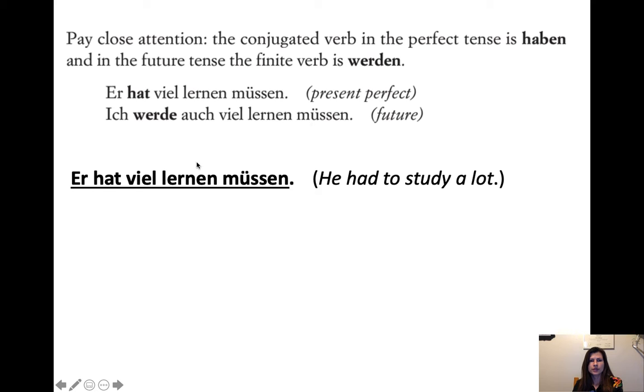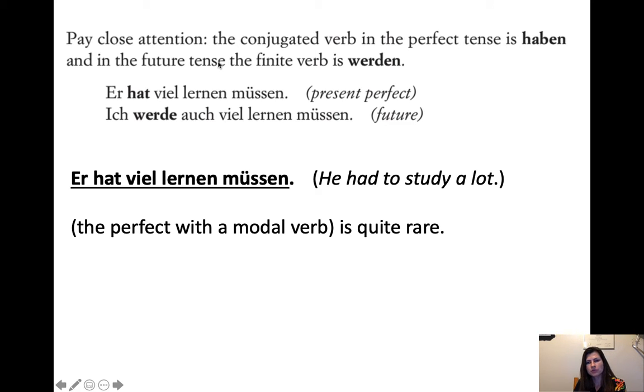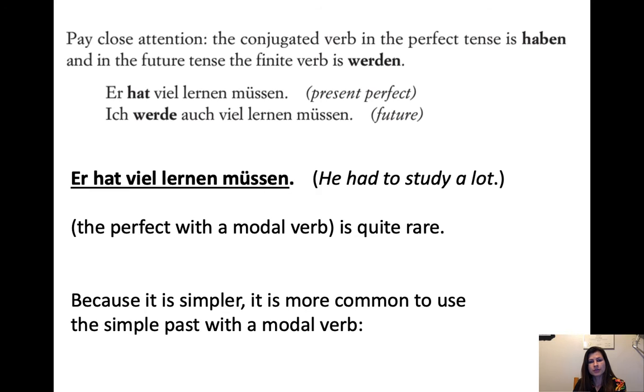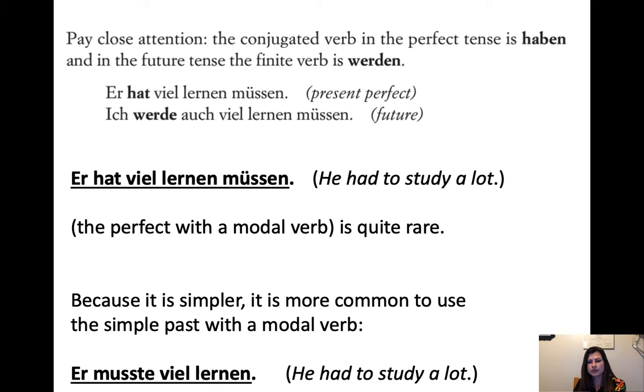So here we have hat viel lernen müssen. This is the same sentence. Hat viel lernen müssen. So he had to study a lot. It's the past tense of must, so he had to. He had to study a lot. So the perfect with a modal verb is actually quite rare. What we're doing here is like the other form, the alternate form. The standard form that people use is actually musste viel lernen, not hat viel lernen müssen.